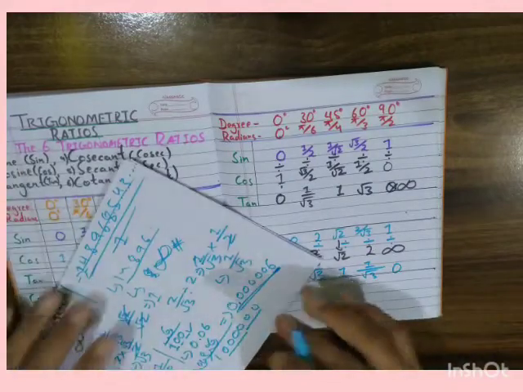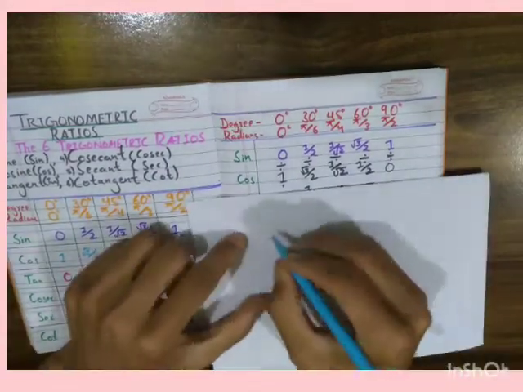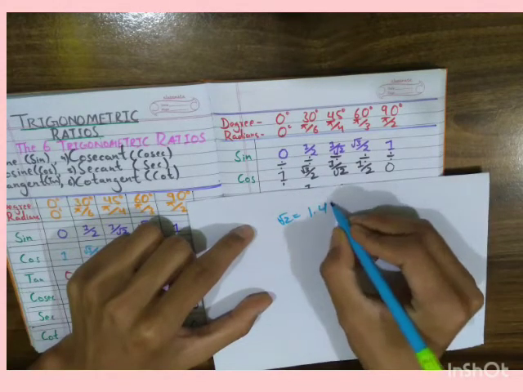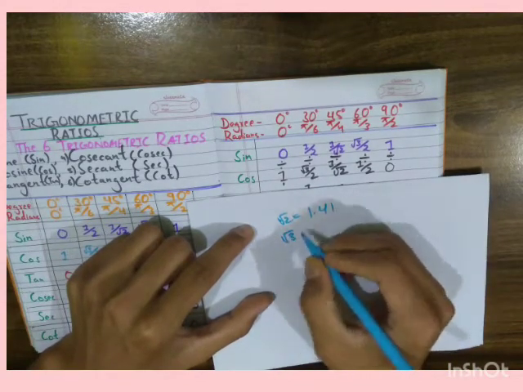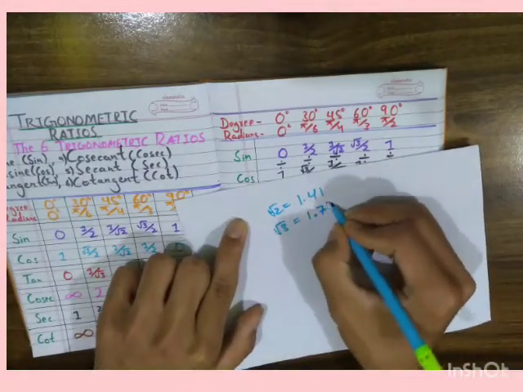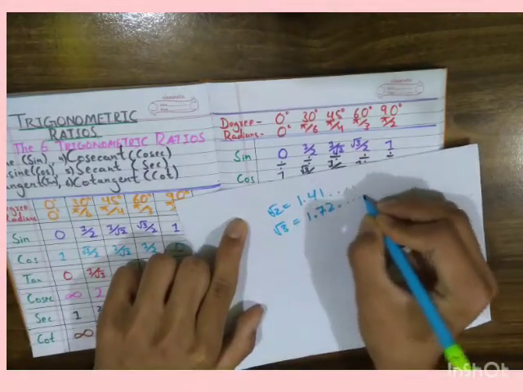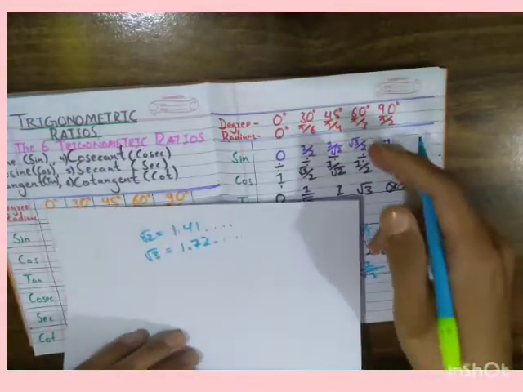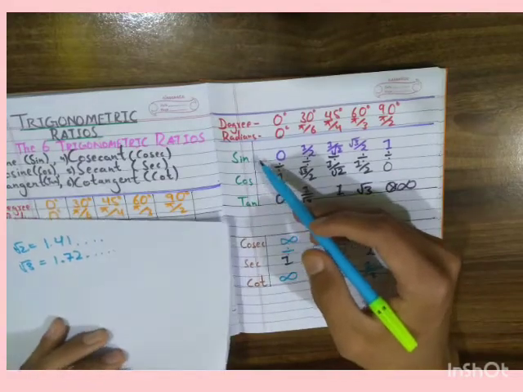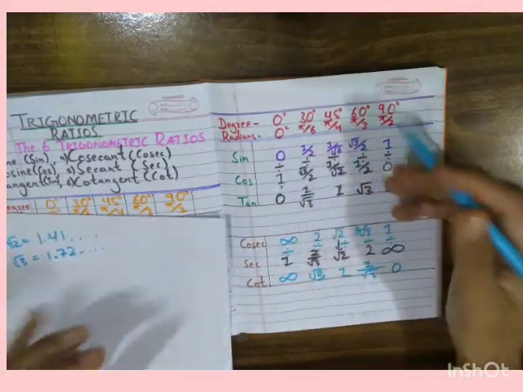And if you want to know the values for root 2 and root 3: the square root of 2 is 1.41 something, and root 3 was repeating many times, its value is 1.72 something and more. But actually you don't have to write the values in decimal, because all the trigonometric ratios and their values for different angles are written in rational form.